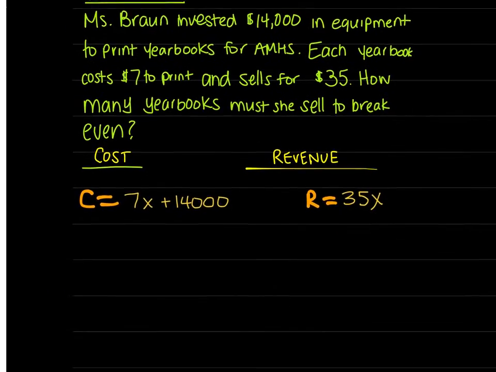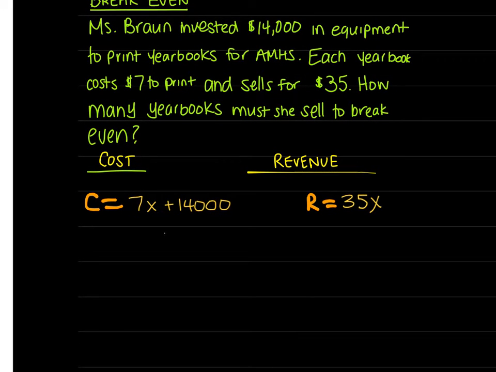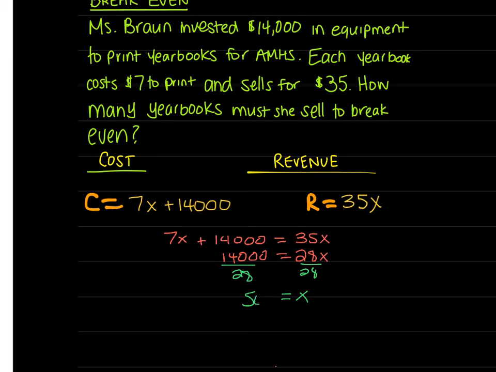So to find the break even, I set these equal to each other. So I'd get 7x plus 14,000 equals 35x. Subtract the 7x. And divide. And you get, what, 500, right? Yeah. So that is her break-even point.